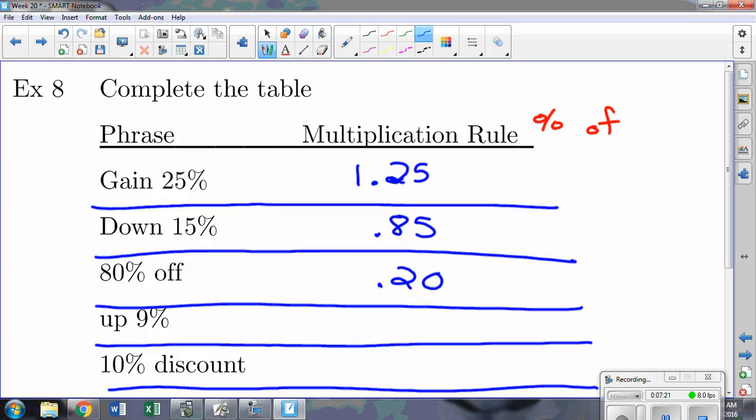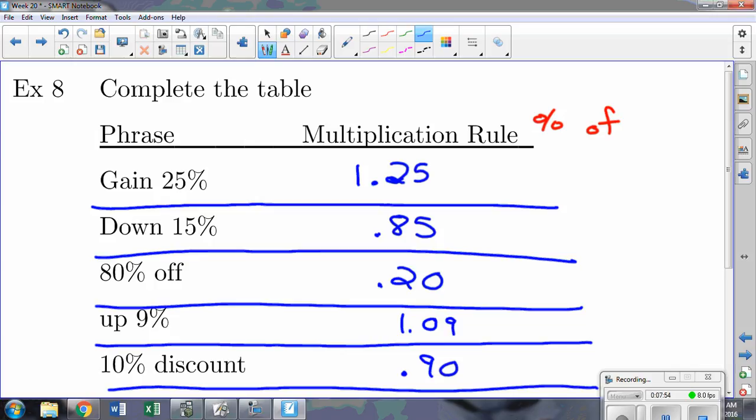What about up 9%? Well, we had the original increased by 9%. We actually did that one in example 6. What about a 10% discount? How much are you keeping with a 10% discount? Keeping 90%, so 0.90.